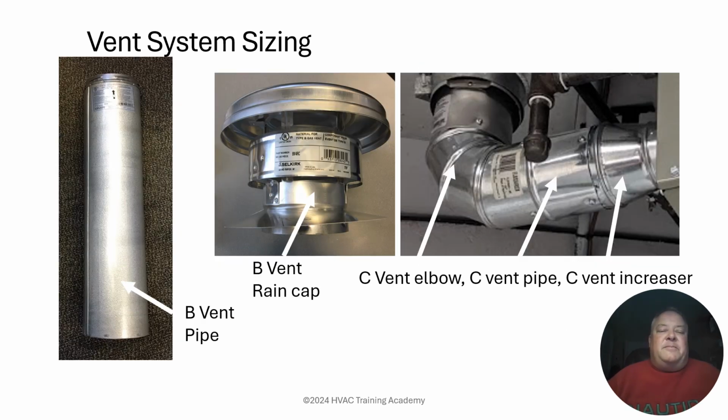The actual B vent pipe itself, or double wall vent pipe, a rain cap. You can see there we also have a single wall elbow, also known as C vent, an actual piece of pipe there, and what we call a vent increaser, which takes that single wall vent or C vent from one size to another to adapt the different sizes.